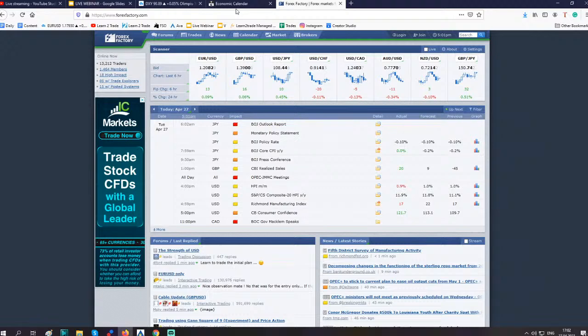As you can see here on 1 hour, the DXY tries to jump higher right after the CB consumer confidence was released, was published. Okay, so it could approach and reach the 91 psychological level today in today's trading session.